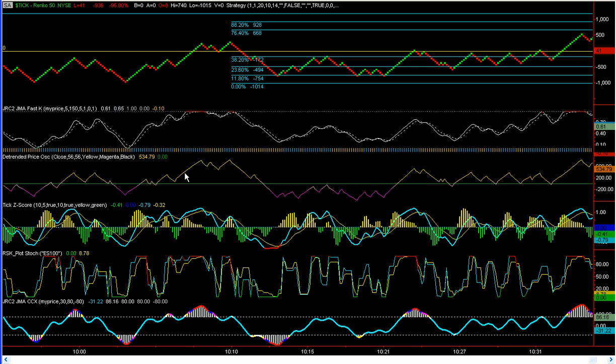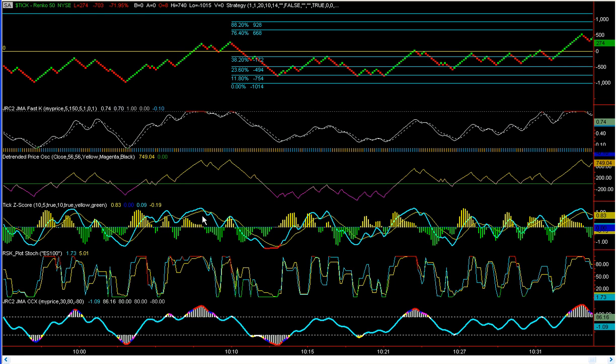In addition to that, the subgraph number 3 is the detrended price oscillator. Now it will respond a bit more quickly than the stochastic will, and oftentimes we're able to see a divergence on the DPO quite readily, and making it a little easier for us to take a trade.